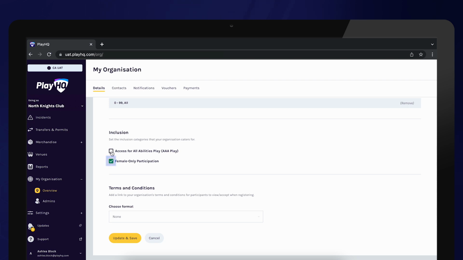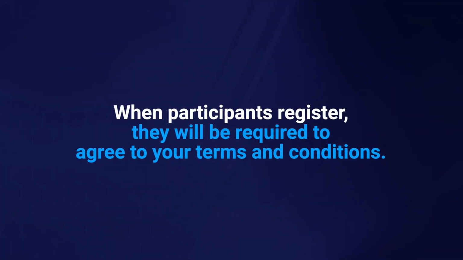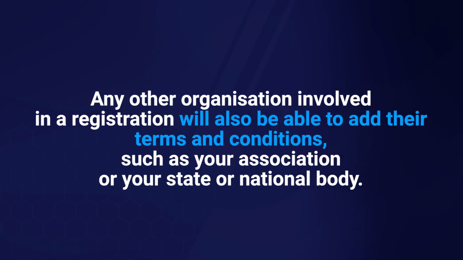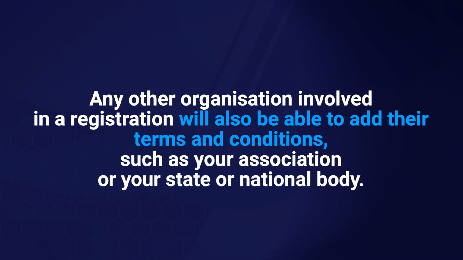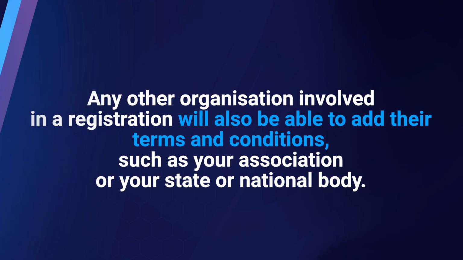Last step is to enter your club's terms and conditions. Once you have set up your terms and conditions, you will have the option to add these into any registration form you set up. When participants register, they will be required to agree to your terms and conditions. Any other organisation involved in a registration will also be able to add their terms and conditions, such as your association or your state or national body.